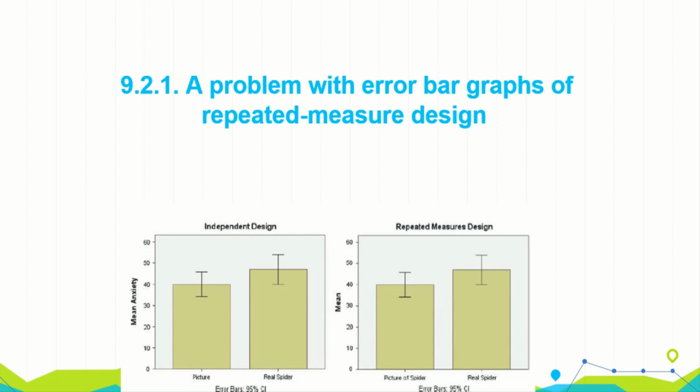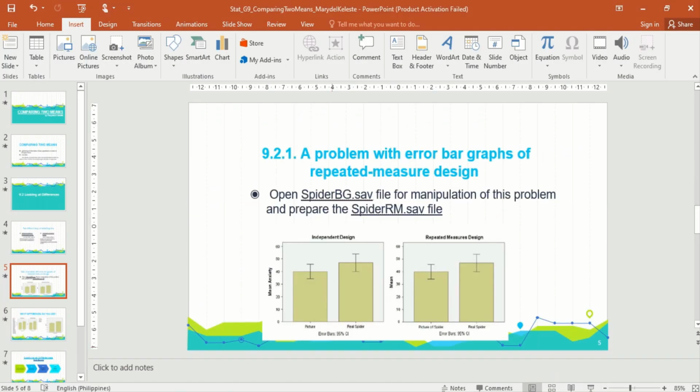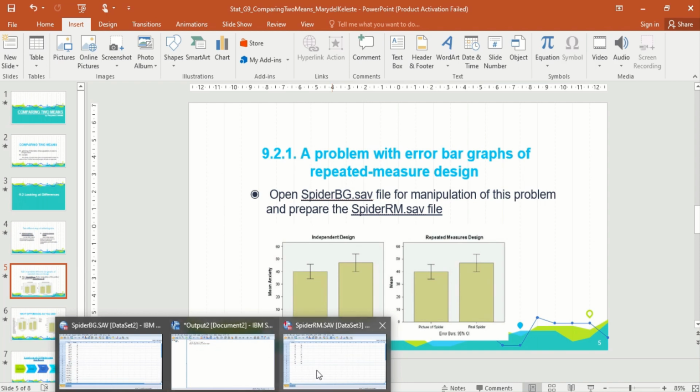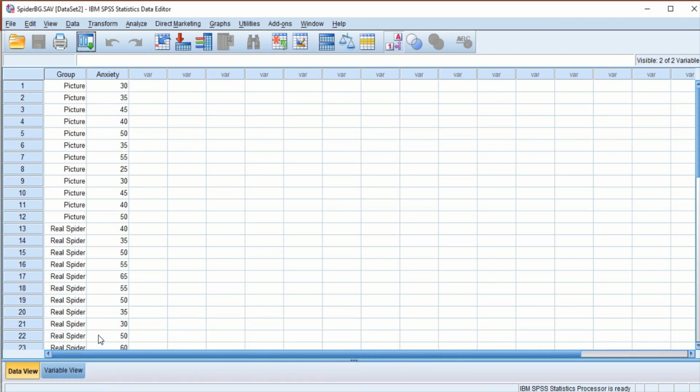Now let's proceed to a problem with error bars on graphs of repeated measures designs. Prepare your Spider BG subfile and your Spider RM subfile. So now we are looking at a problem that occurs when we graph repeated measures error bars. Now we're going to look at this example of the Spider RM BG subfile. Okay, you have it there.